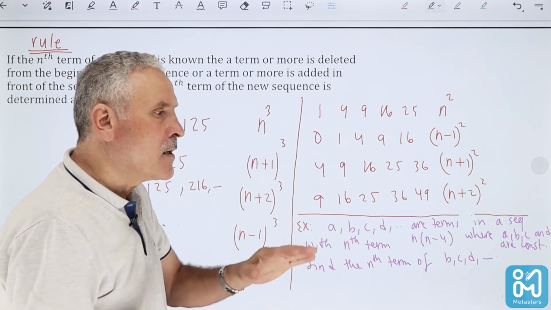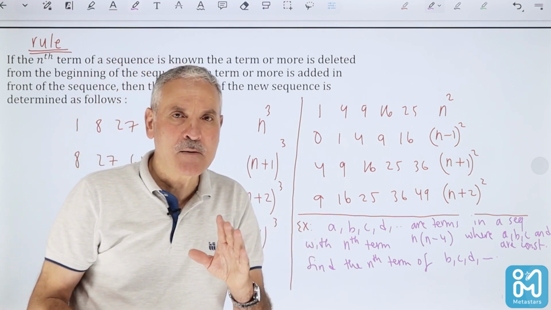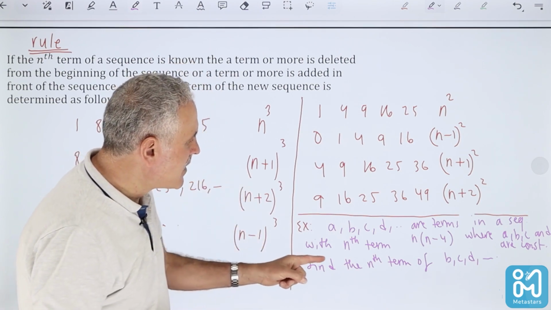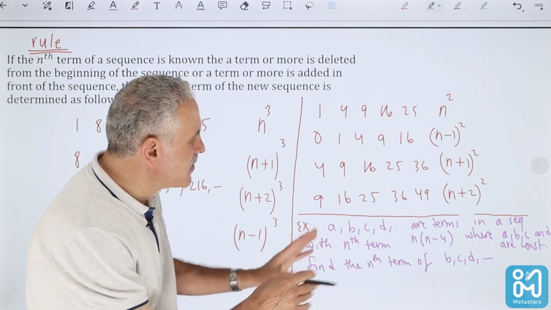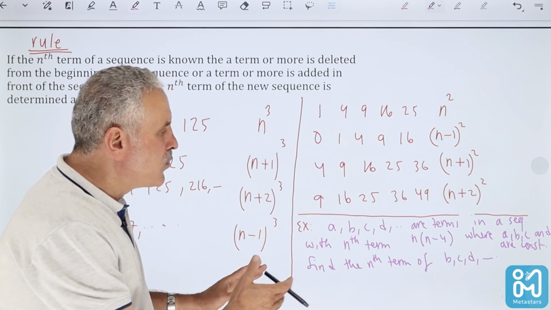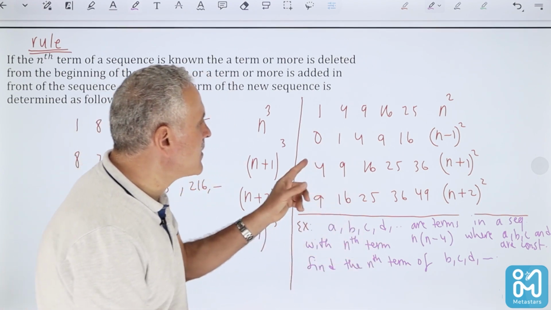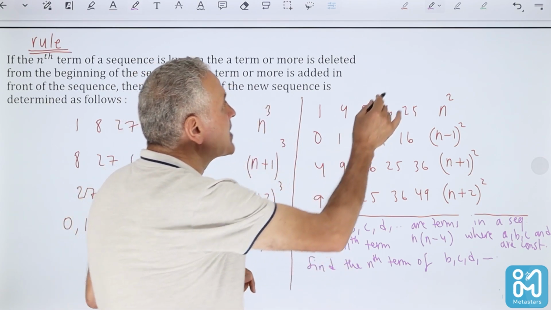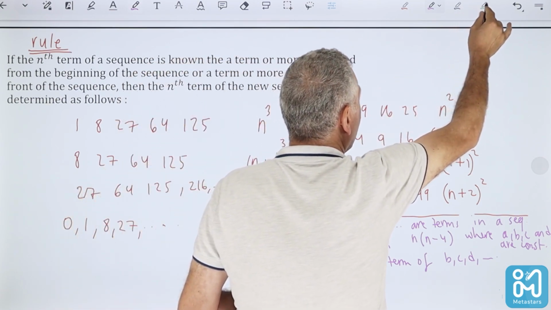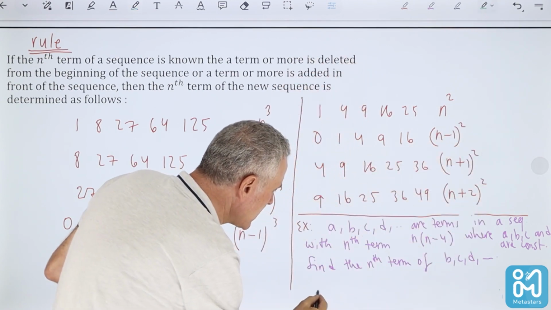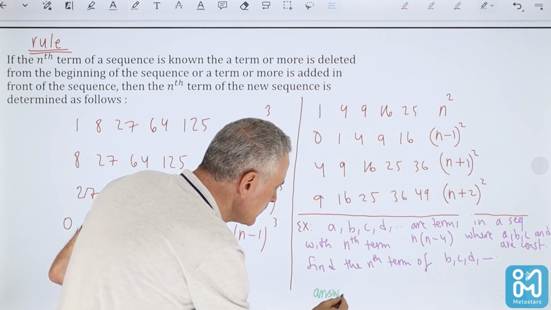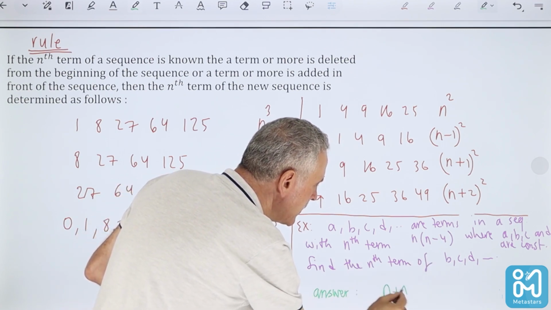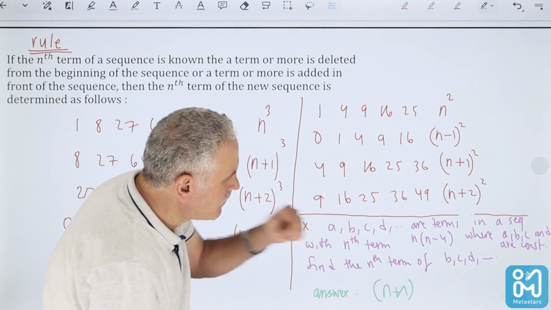which depends on noticing that one term is removed or one term is put on. So if you just notice that this is the same sequence, but A is removed, the first term is removed. So what would you do when you remove a term? You just replace every n by n plus 1. So it would become n plus 1, instead of this n right here.